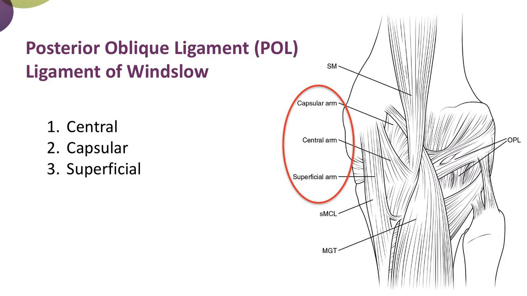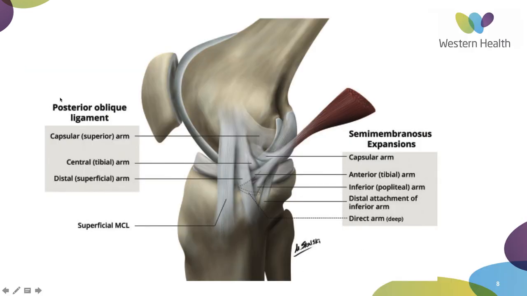The central arm is the largest and thickest of the three arms and reinforces the posteromedial joint capsule and adheres to the posteromedial aspect of the meniscus and also to the articular surface of the tibia. Laprade suggested that this central arm of the posterior oblique ligament is the main structure in this area needing repair or reconstruction after injury to this posteromedial corner. This picture just shows those two ligaments together in this posteromedial corner: the five arms of the semimembranosus expansions and the three arms of the posterior oblique ligament.